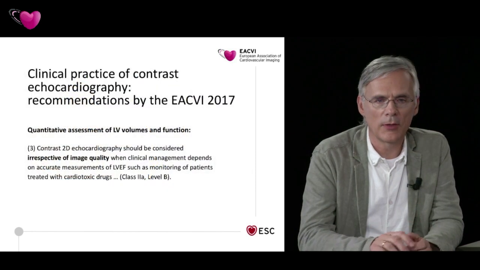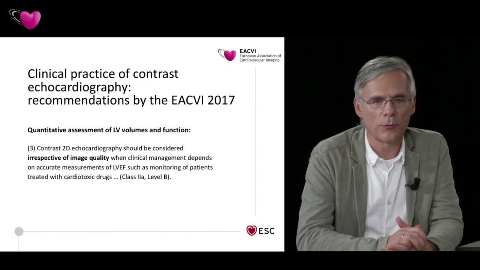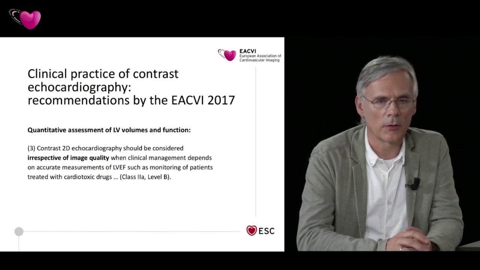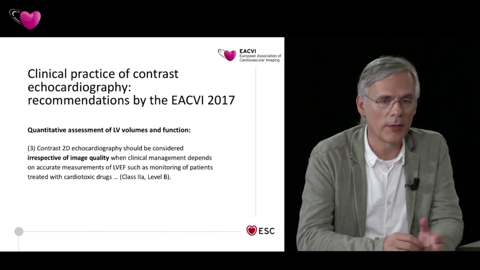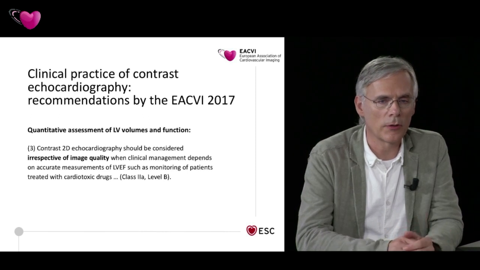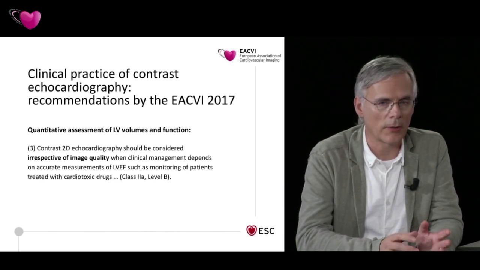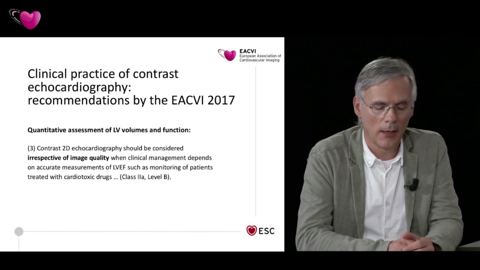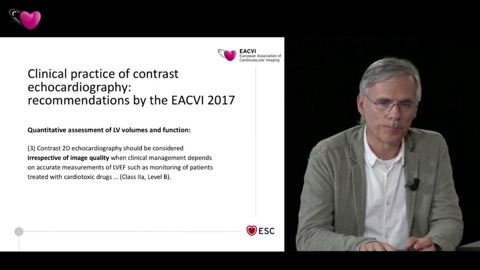So in these cases, the guidelines recommend that we should consider contrast irrespective of image quality when clinical management depends on accurate measurement of LV function, such as monitoring of patients treated with cardiotoxic drugs. This is a class 2A, level B recommendation.